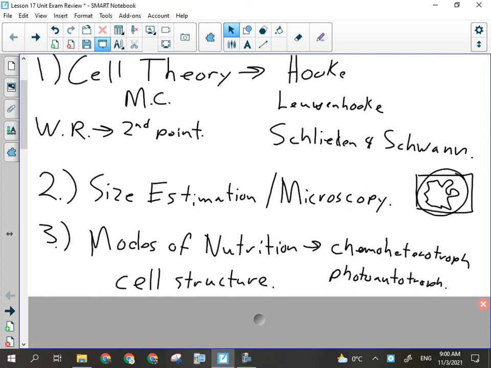Should you expect to have to label a cell on the unit exam? Just like what was on your quiz, you've got to give me the structure and the function. Not of everything, right? Probably 5 or 6 instead of 13. But you don't know which 5 or 6 I'm going to ask about, so you've got to know them all. There will be a diagram of a cell, and you will have to identify the structure and give its function if it's labeled on there.